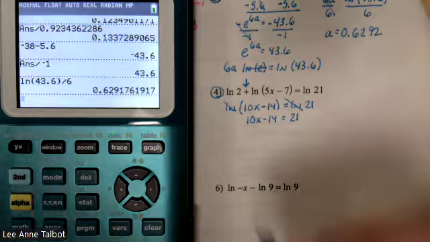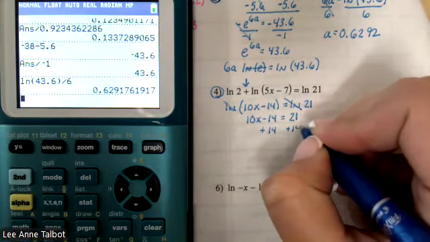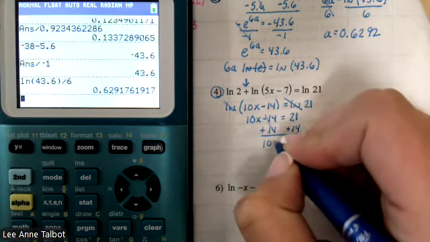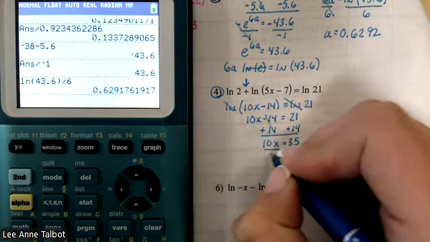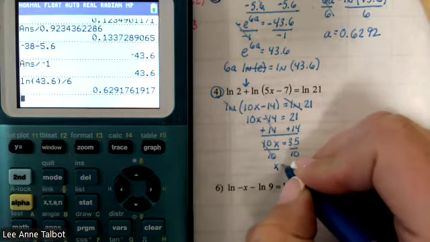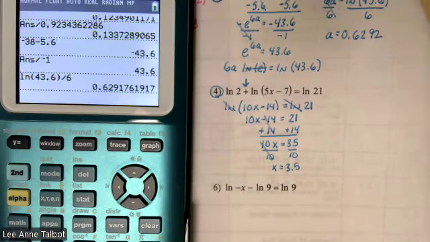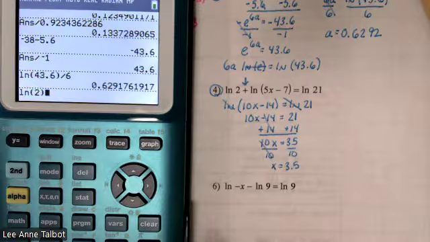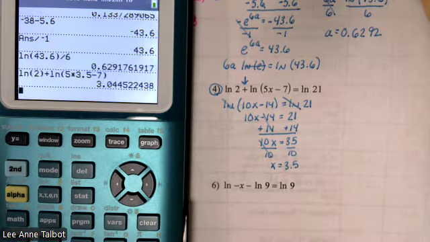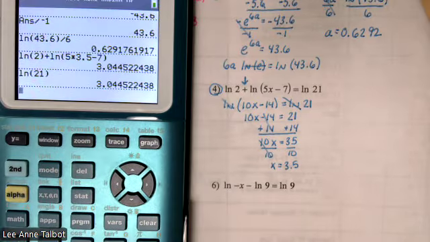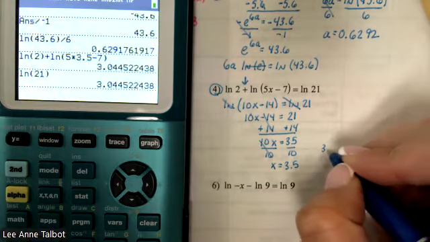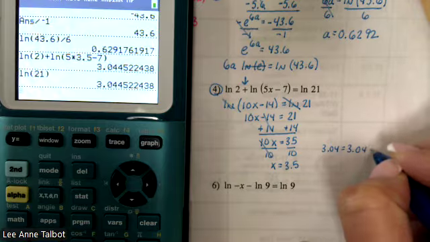Okay. Add 14. 10x equals 35. X equals 3.5. Okay, however, this is a log problem, which means I need to plug it back in. Log 2 plus log 5 times 3.5 minus 7. Natural log 21. So satisfying.